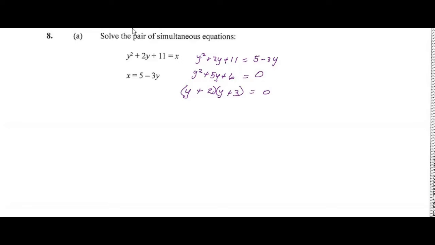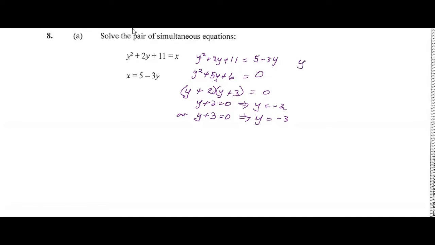So from this, we get that y plus 2 is equal to 0, which implies that y is equal to negative 2. Or y plus 3 equal to 0, which gives us the other solution for y, that y is equal to negative 3. So we need to find the corresponding x values.